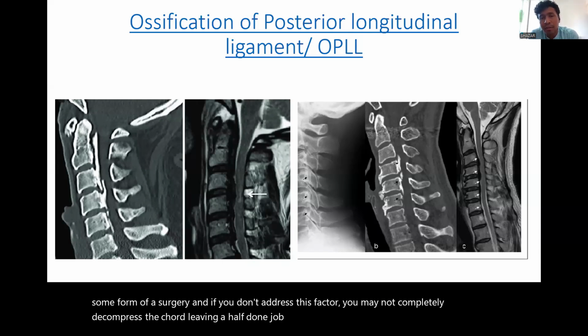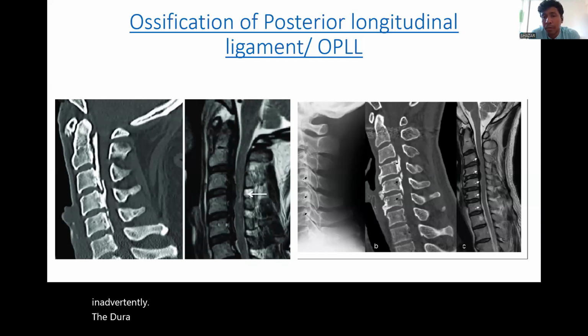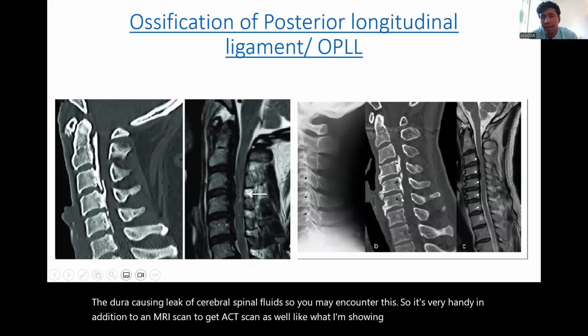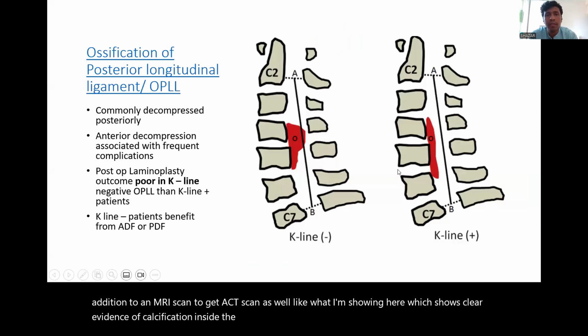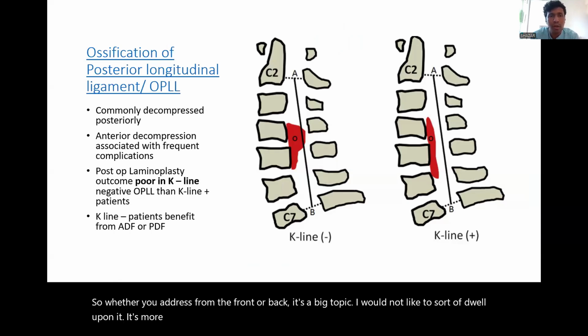Secondly, if you try to address it, especially from the front, you may encounter a lot of complications, like inadvertently damaging the dura, causing a leak of cerebrospinal fluid. So you may encounter this. So it's very handy, in addition to an MRI scan, to get a CT scan as well, like what I'm showing here, which shows clear evidence of calcification inside the canal. So whether you address it from the front or back, it's a big topic. I would not like to dwell upon it. It's more complex.